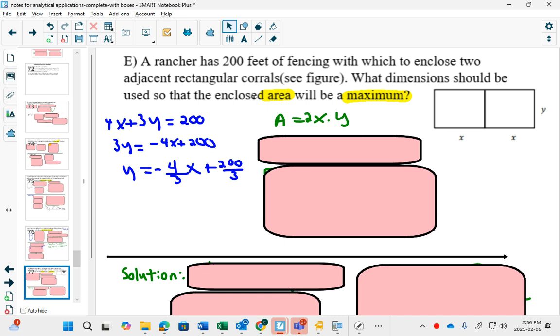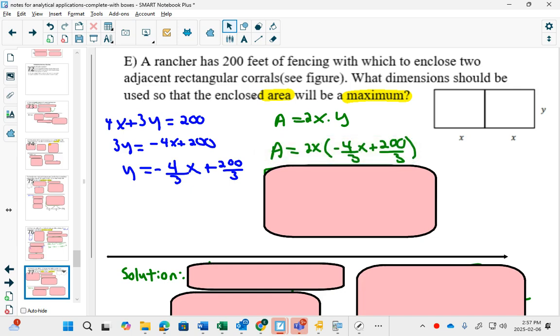And all of that's getting fenced, so 4x plus 3y is equal to 200, because there's 200 feet of fence. We need to get one of these variables by itself. I decided to get the y by itself by moving the 4x over and dividing everything by 3 and substituting this in.